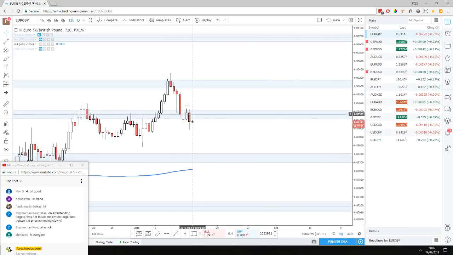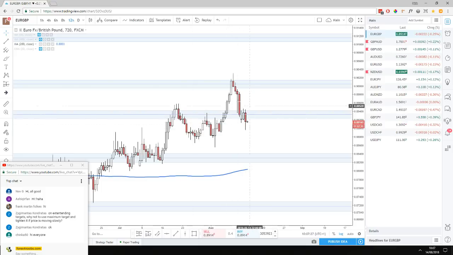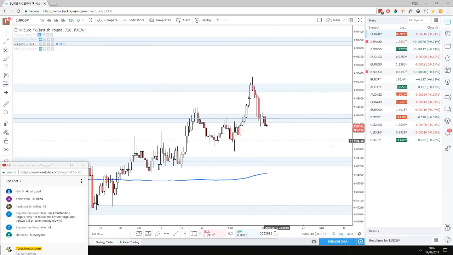EURGBP, by the way, I'm not looking for a long from here. Sorry, we're a bit mixed up with the order of the analysis. It's just because we were talking about last week's trades. So I just want to go back to EURGBP real quick and explain why I'm not going to go long here. I just don't see a good risk to reward ratio on EURGBP at the moment.